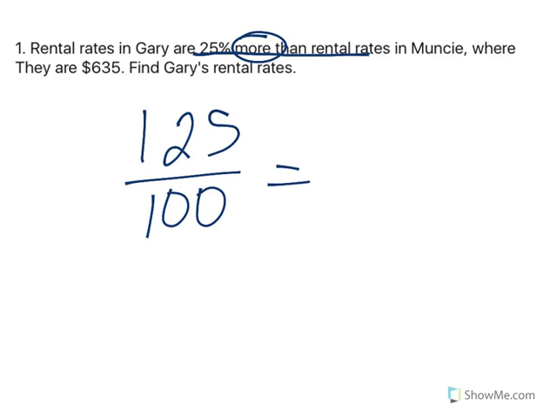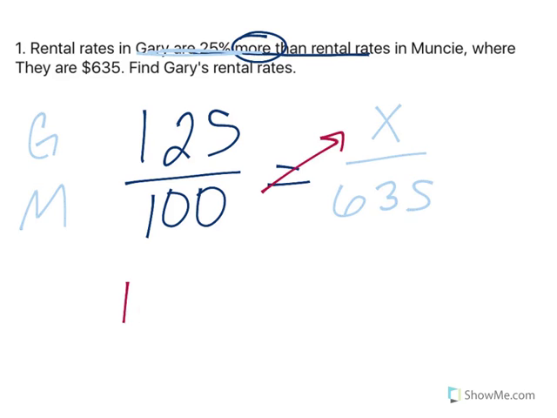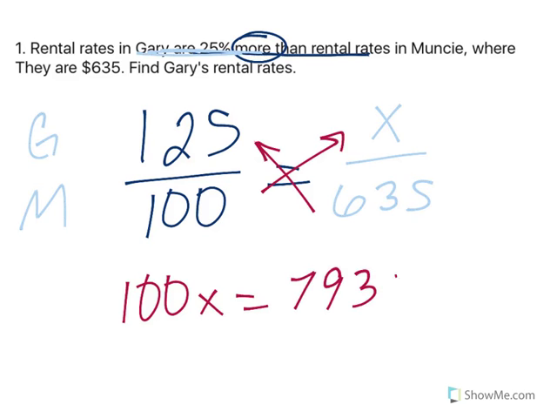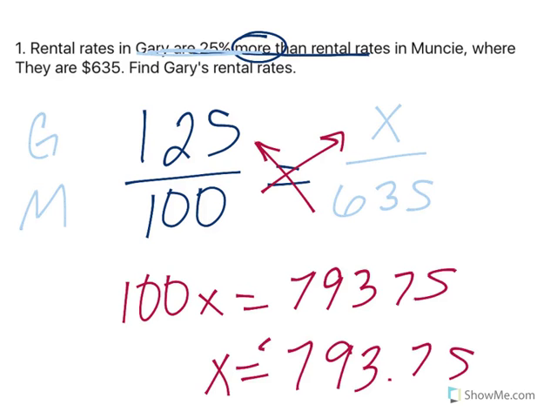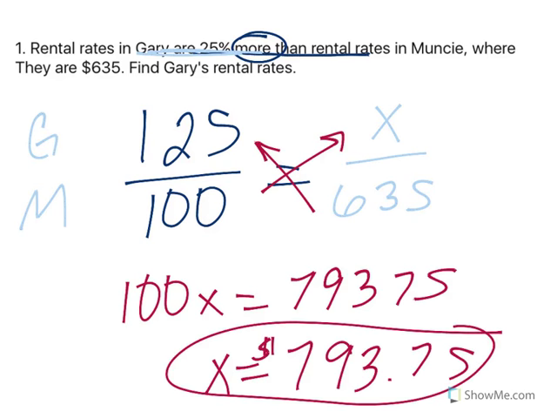Now, it says that Gary is the 25% more. So this is Gary, this is Muncie. Now, Muncie, where they are $635, find Gary's rental rates. We don't know what Gary's rates are, but we know that Muncie's are $635. So once you have it set up, we cross multiply. 100x equals 79,375. Divide by 100, and we come up with $793.75, which is the rental rates in Gary. When you're talking about money, you're going to make sure you round to the nearest penny and go from there.